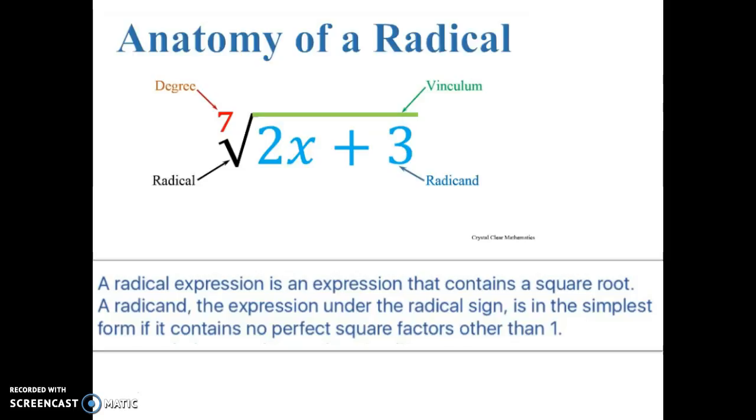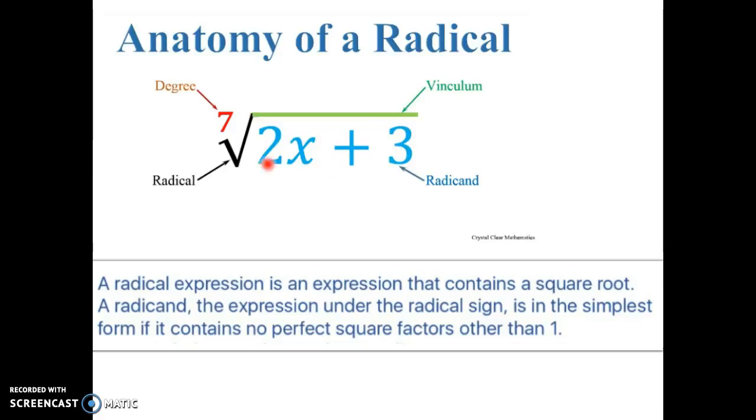square root. This little bar is called a vinculum. I did not know that. So this is just a grouping symbol to remind you that everything underneath it goes together with the radical. What's underneath it is called a radicand. So the vinculum is a grouping symbol for the radicand.